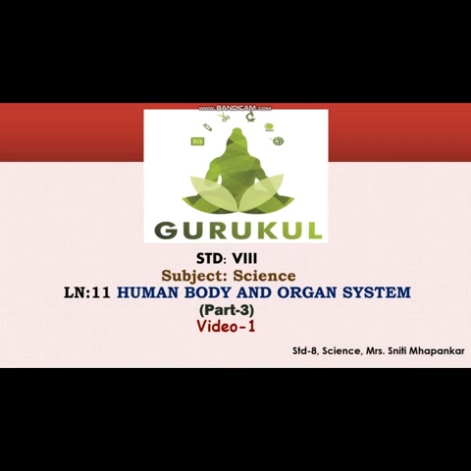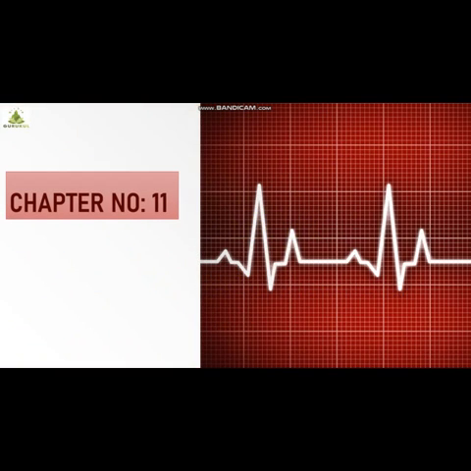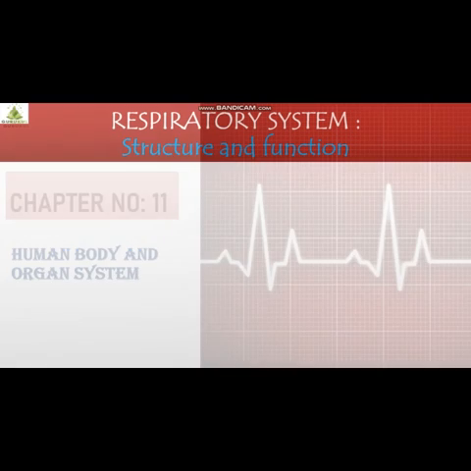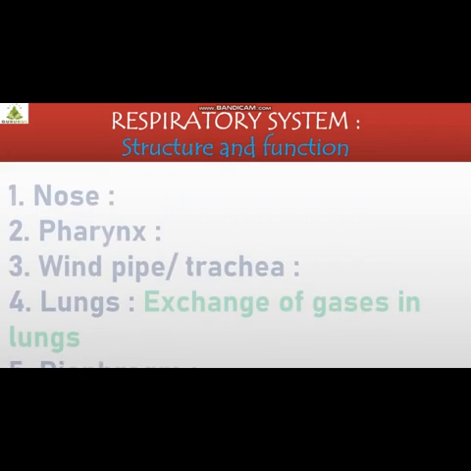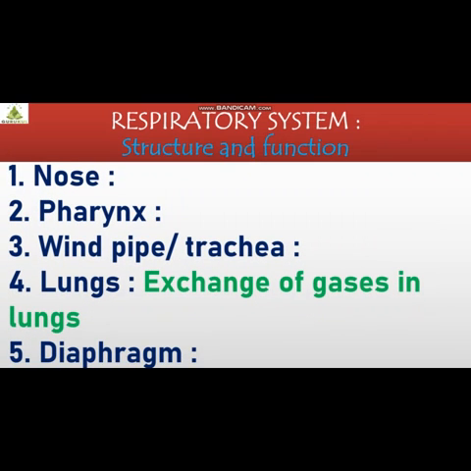So are you all ready? We are learning chapter number 11, human body and organ system. Respiratory system structure and function. Students, we have already seen the nose, which starts from the nasal cavity. Then the pharynx is the next important part of the respiratory system. Next we have trachea. Fourth we have lungs. In lungs, we are going to understand how exchange of gases takes place. Fifth is diaphragm. So in this video, let us understand lungs and diaphragm in detail.